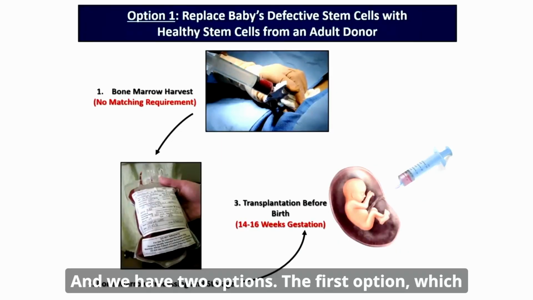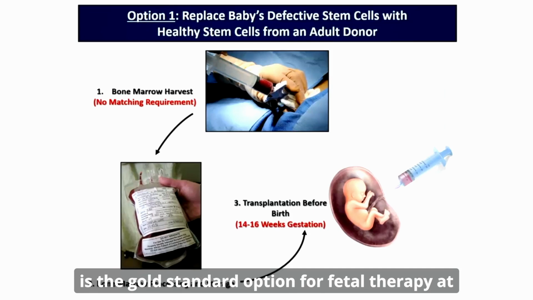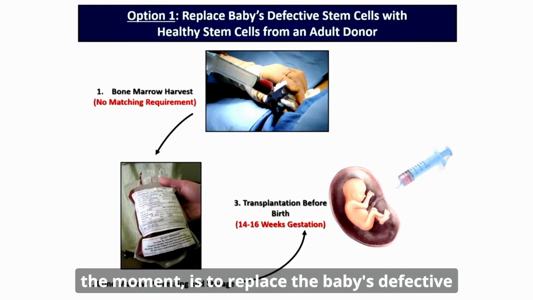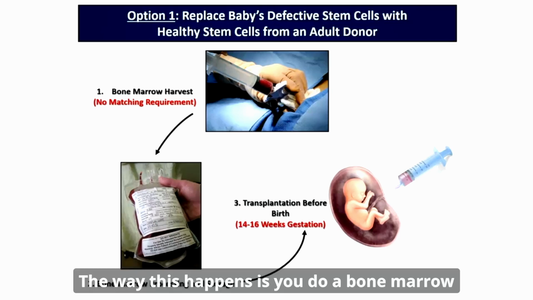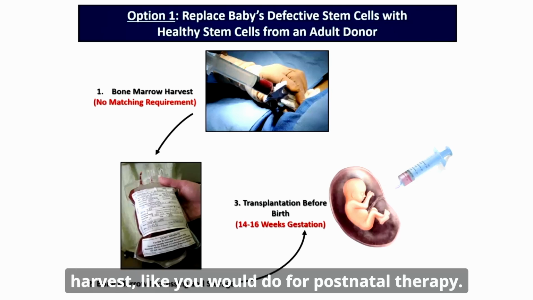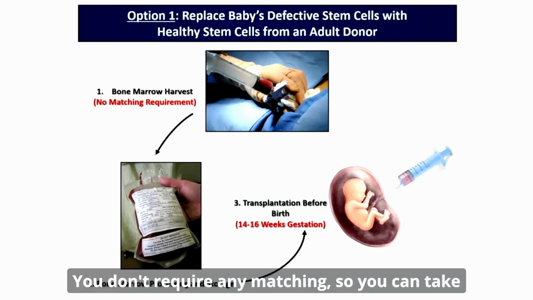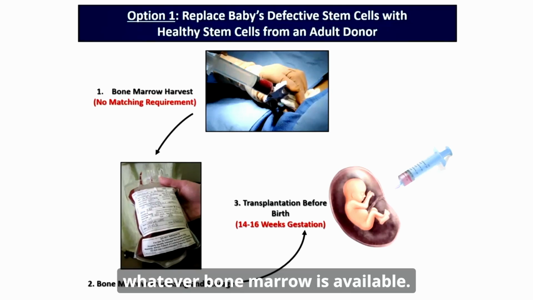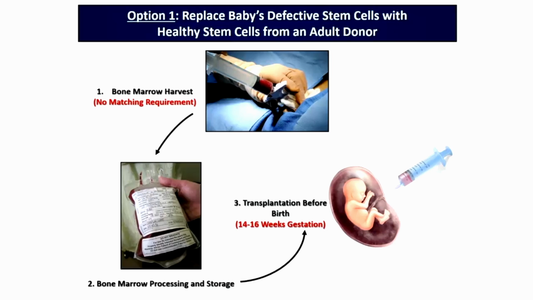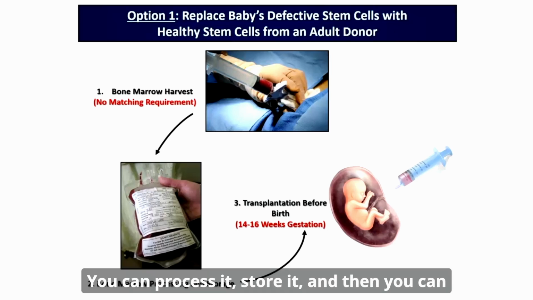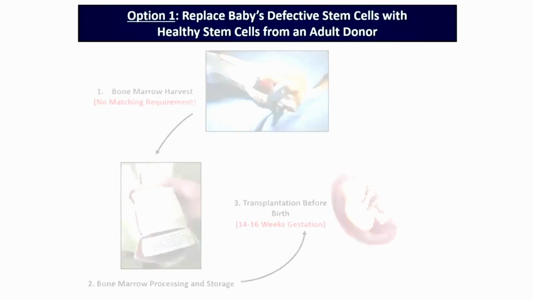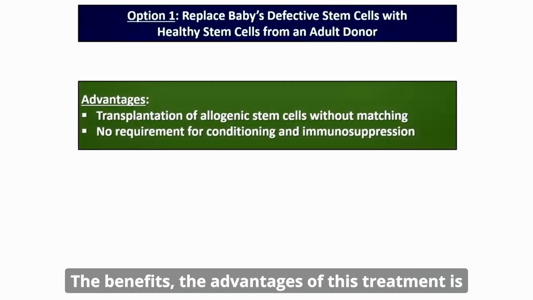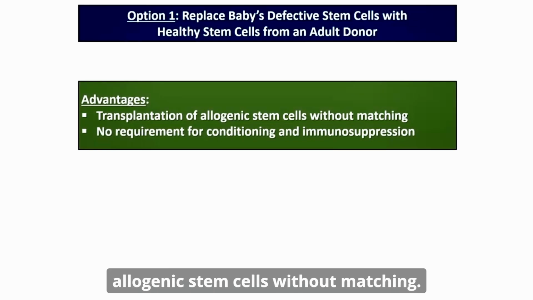The first option, which is the gold standard option for fetal therapy at the moment, is to replace the baby's defective stem cells with healthy stem cells from an adult donor. And the way this happens is you do a bone marrow harvest like you would do for postnatal therapy. You don't require any matching, so you can take whatever bone marrow is available. You can process it, store it, and then you can transplant it before birth, but you have to do this during the early stages of gestation. The advantage of this treatment is that you can transplant allogeneic stem cells without matching.